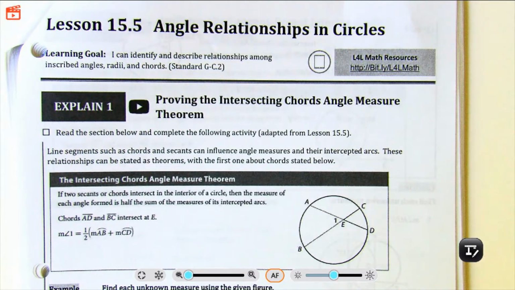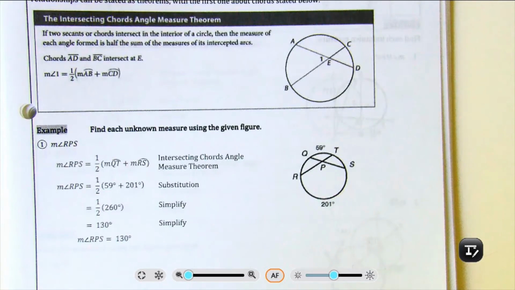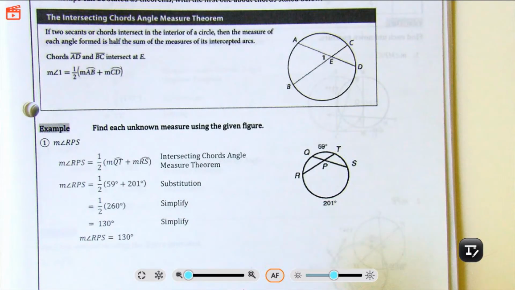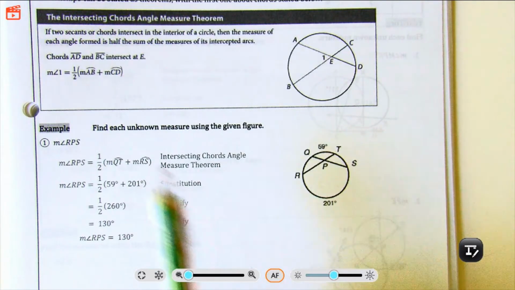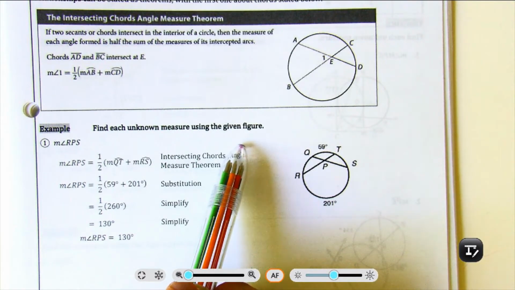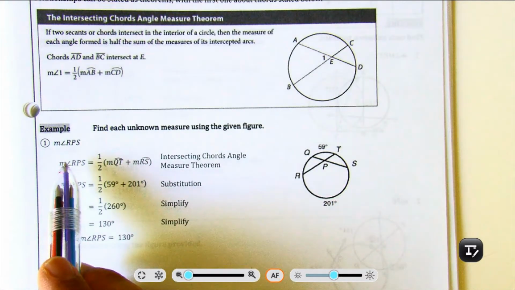So let's look at a first example using this theorem. The work is already done on the side, but I'm just going to walk you through how we would do it if you were doing this problem from scratch. In this example, find each unknown measure using the given figure. The unknown measure that they want is the measurement of angle RPS, which is this angle here.